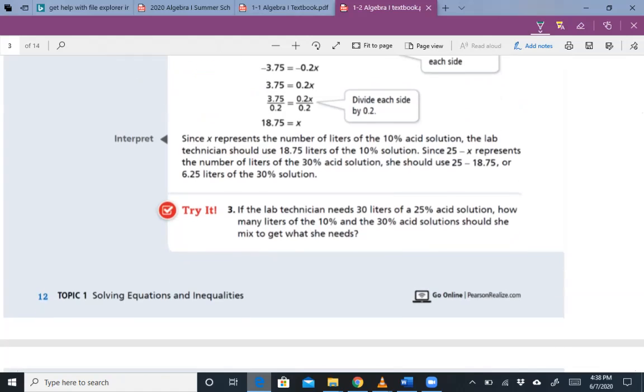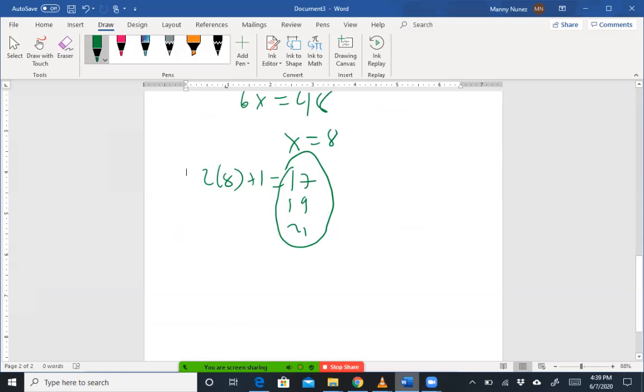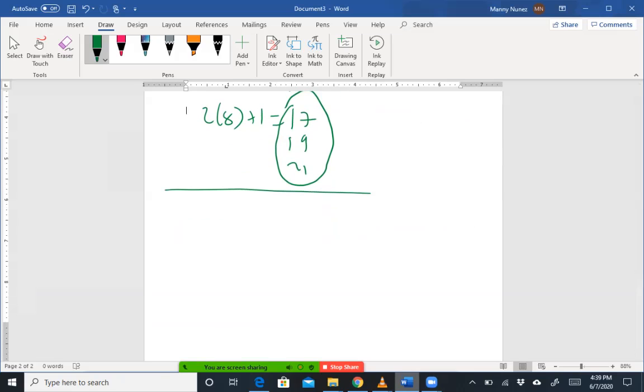Okay, here we go. Same idea. Now instead of 25, you want 30 liters of a 25% solution. So how many of the 10 and the 30 do we need? It's not difficult. We have 30 gallons of the 25%, so 0.25. Remember, we've got to convert it to a decimal.